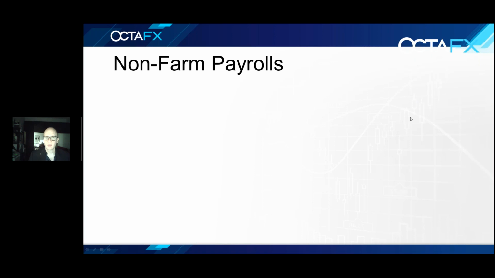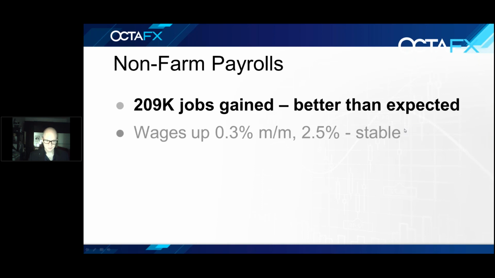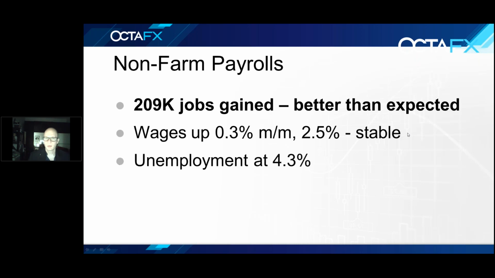So the main event we had last week on Friday was the non-farm payrolls. 209,000 jobs were gained in the United States, better than expected, around 180 were expected. Wages are up basically as expected, 0.3 month over month, and 2.5 year over year, so it's stable. Okay, so it's not an acceleration, it's not really good news, it's not an uptick, but at least we are not seeing another downfall, we're not seeing another disappointment in this key figure.